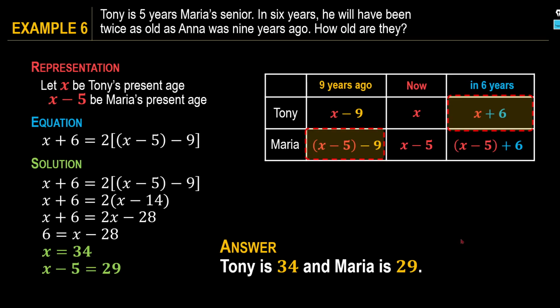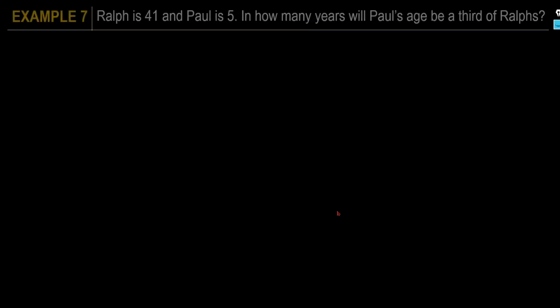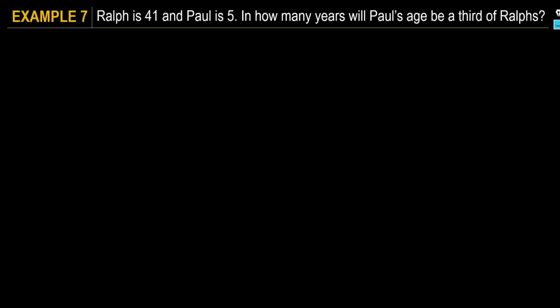Diba? Dali, no? Basta kailangan lang ma-map out natin completely yung ating information using our age table. Last example. Ralph is 41 and Paul is 5. Ano yung tatanong dyan, sir? Alam natin age nila pareho. In how many years will Paul's age be a third of Ralph's?